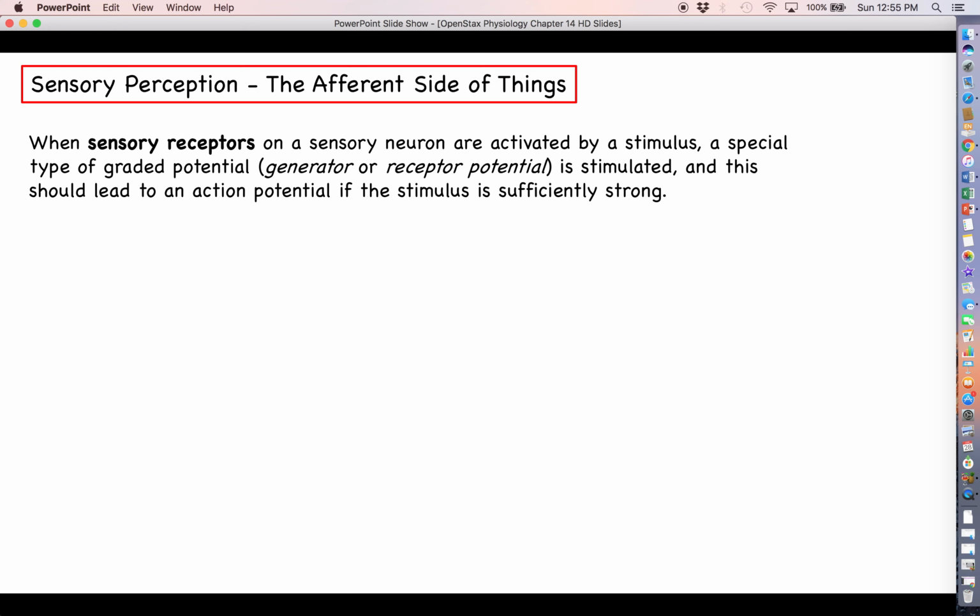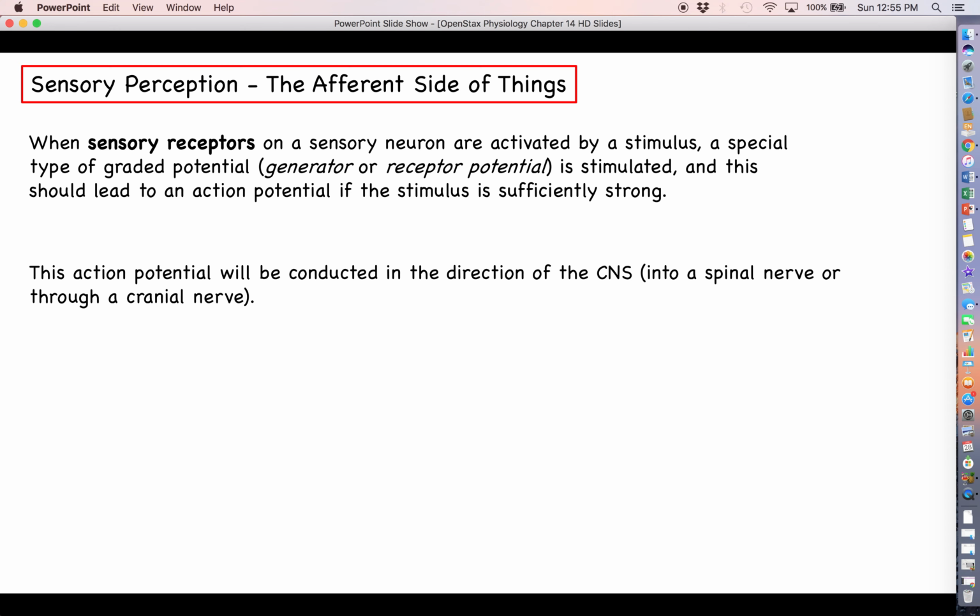So when a particular type of sensory receptor is activated by a particular stimulus, this is going to lead to a graded potential. In the case of sensory neurons, we call these graded potentials either generator potentials or receptor potentials. Now, don't let those two new terms fool you. The graded potential is still exactly the same as we understood it from Chapter 12. The stimulus still needs to reach a certain threshold to give us an action potential as we discussed. So nothing really has changed much there.